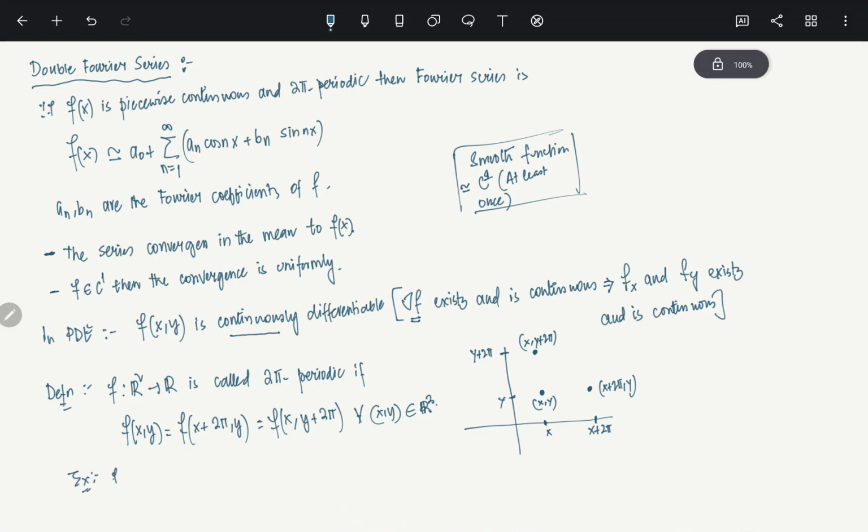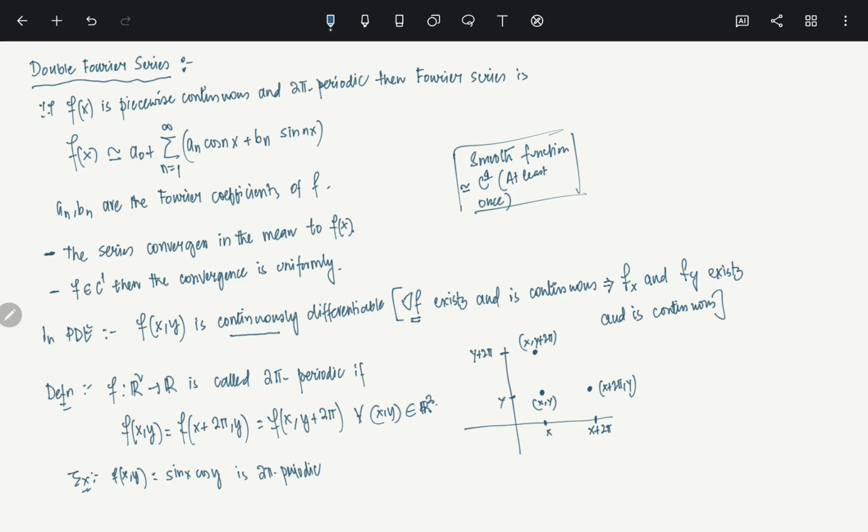As an example, it is very easy to construct one. Let's say I take f of x y to be sine x cosine y, or cosine x sine y, doesn't matter. Both are periodic functions: one is periodic in x, one is periodic in y. You can easily check that it is 2 pi periodic.